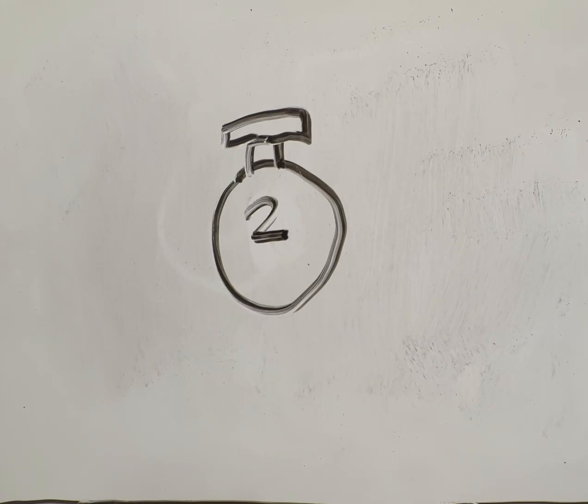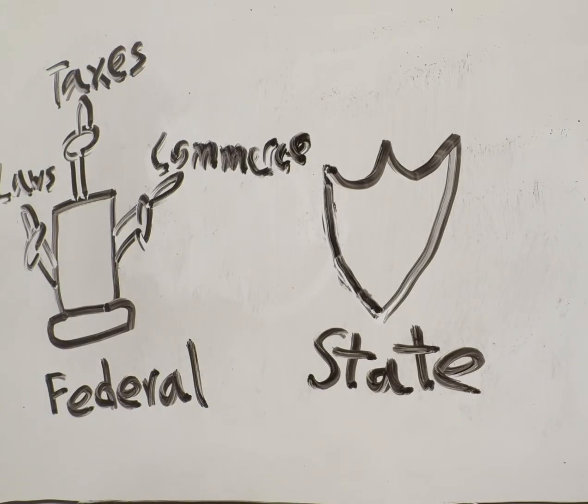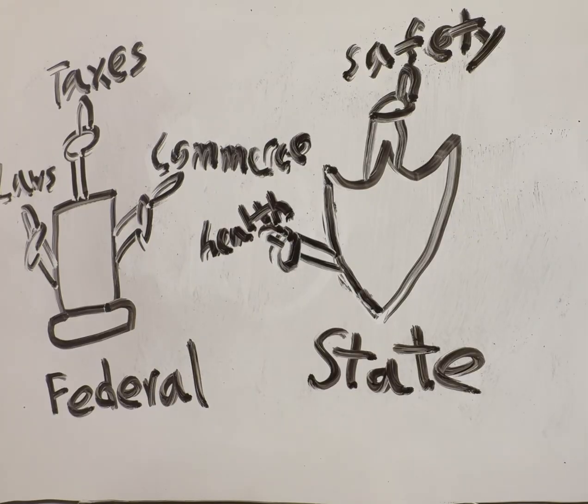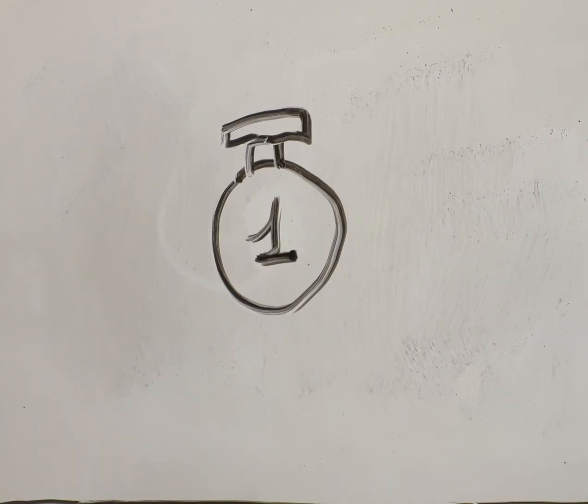Federal versus state powers. The federal government has specific powers written in the Constitution. All other powers are reserved to the states, including police powers over health, safety, and welfare.